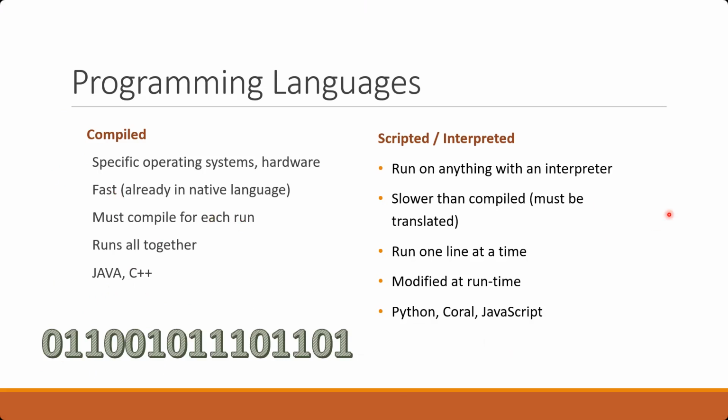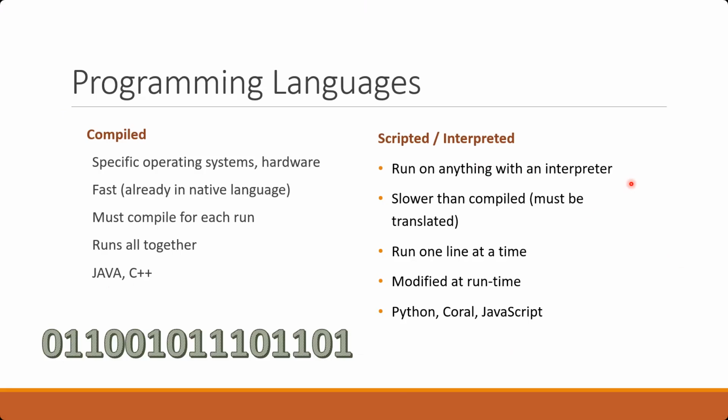Scripted or interpreted means that this program can be run on any system with an interpreter, but it's slower than compiled. It can be run one line at a time. It can be modified at runtime. So examples are Python, Perl, and JavaScript. Compiled: you write the program, you compile it for Windows. It's only ever going to run on a Windows computer.